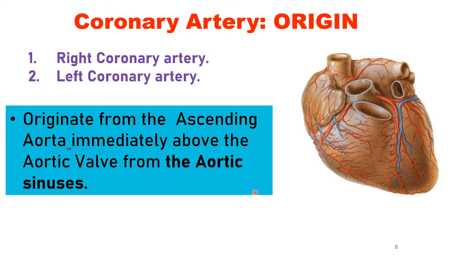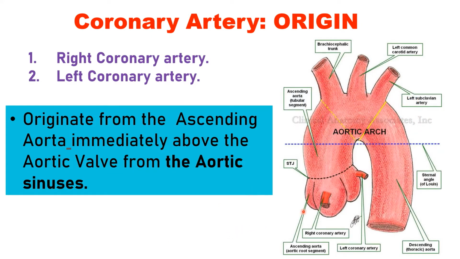These coronary arteries originate from the ascending aorta immediately above the aortic valves, from the aortic sinuses. Now what is that? You can see in this image, this is the ascending aorta, this is the arch of aorta, and then the descending thoracic aorta. The ascending aorta, which arises from the heart itself, has three dilatations. These dilatations are called aortic sinuses.